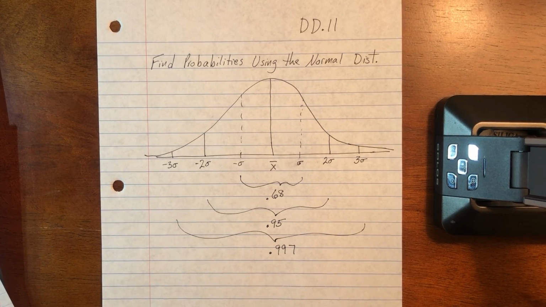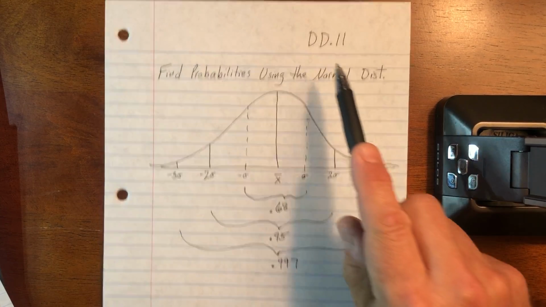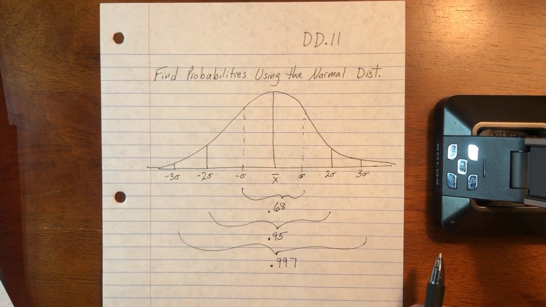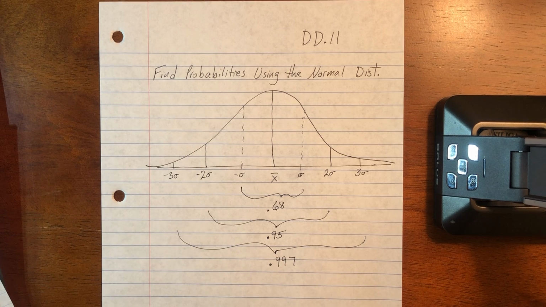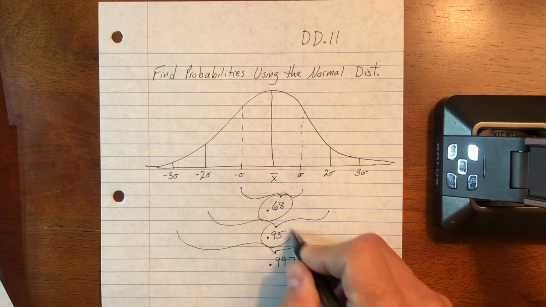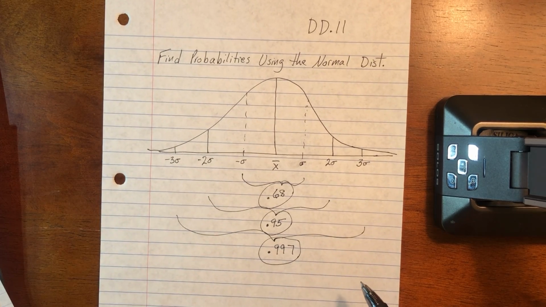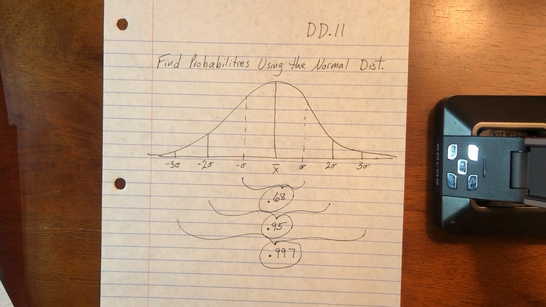So what we're going to do today is we're going to look at IXL DD.11, and they're going to ask us to find some probabilities having to do with a normal distribution. And these 3 numbers right here are the key. And remember yesterday I said that the ACT test, when it asks you about standard deviation and normal distributions, there's usually a couple of problems on there. These are the problems they're talking about.